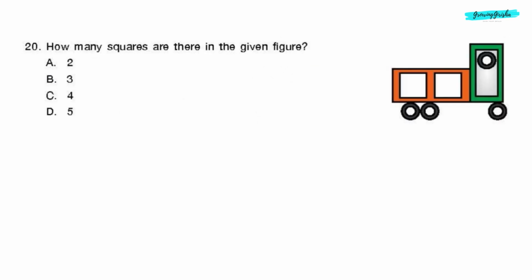Question 20. How many squares are there in the given figure? In the figure, there are 1, 2. Only 2 squares. So option A will be the correct answer.